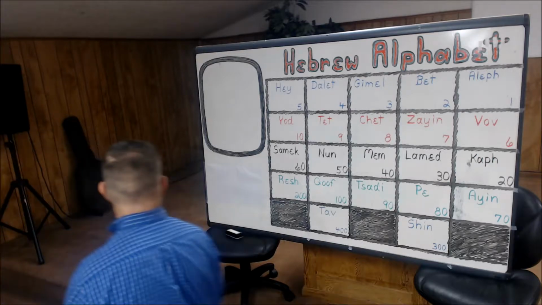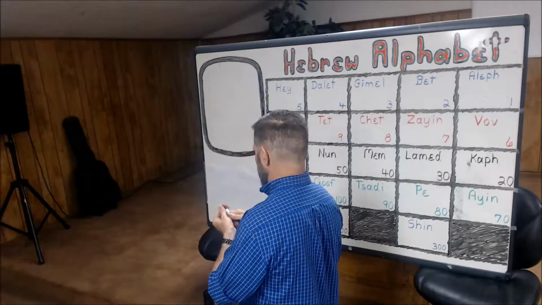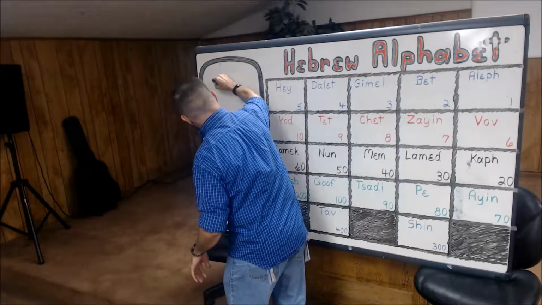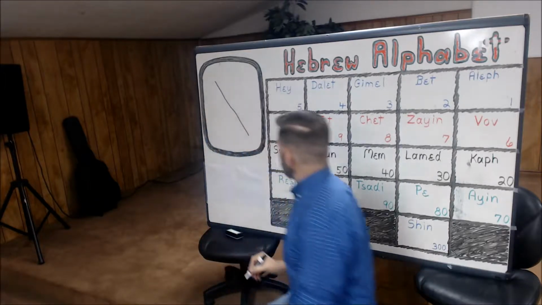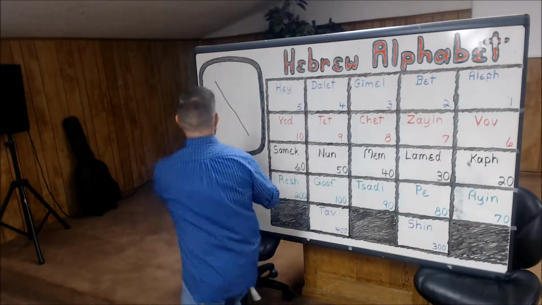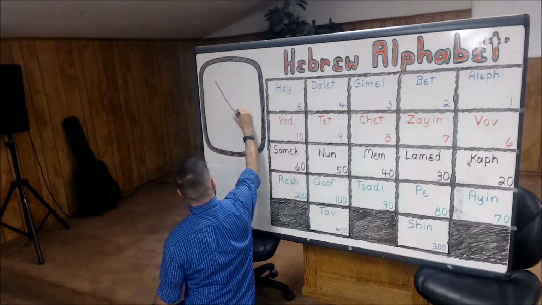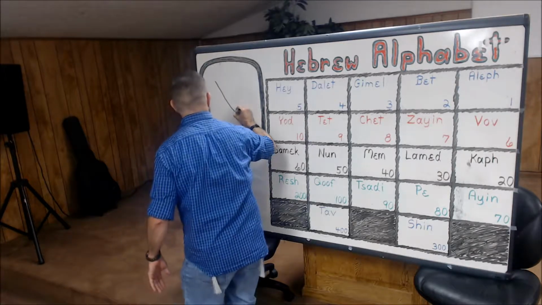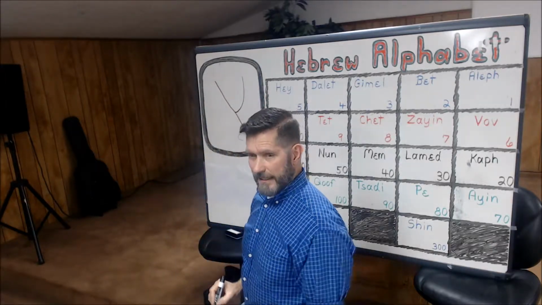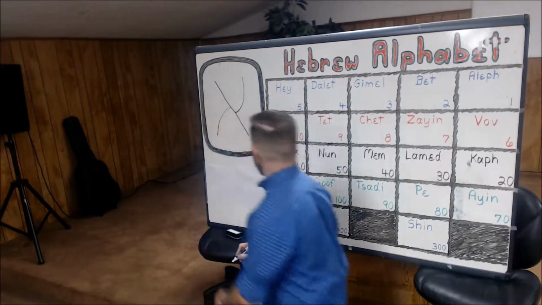Yes. Okay, good. So the first letter, aleph, you start by making a long line, diagonal, like that. Okay, got your line down? Now, the center point, I would say it was about here. Come down a little bit from the center point right there, and you're going to make a line up like that. You got it? And then just a little above center point, you're going to make a line down like that.